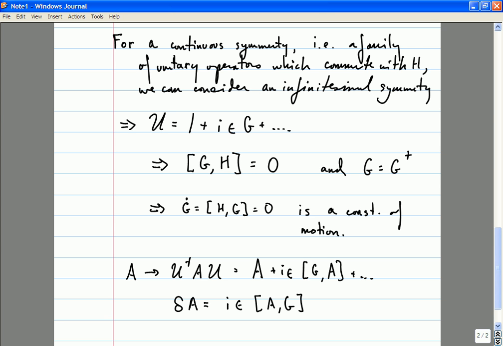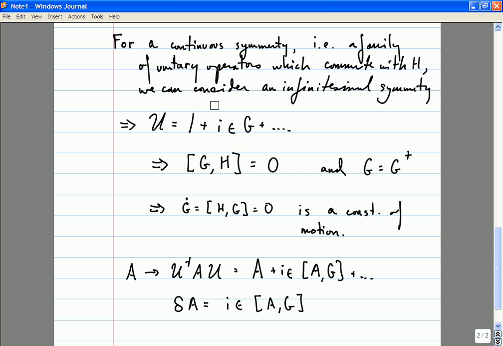I think, let's see. Let me work out the minus signs. It's actually A with G, isn't it? Okay. There might be some conventional minus sign that I'm not keeping track of, which would make all of this a little bit sharper. No, actually, I think this is correct.